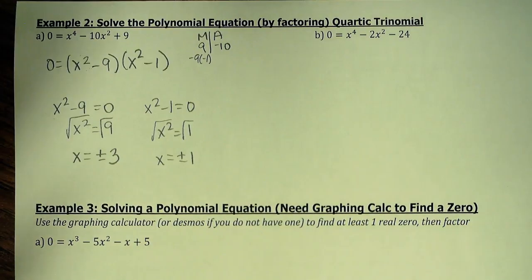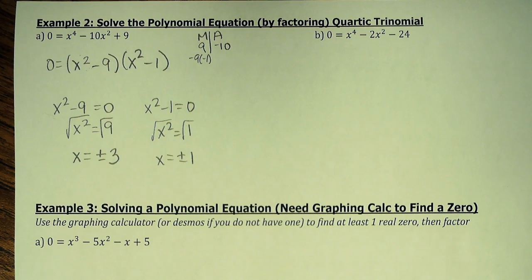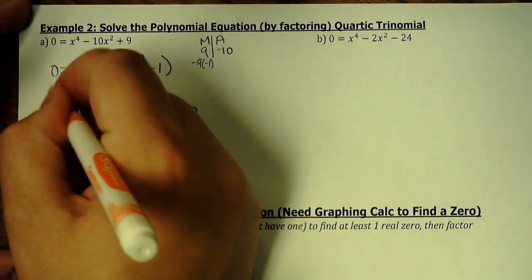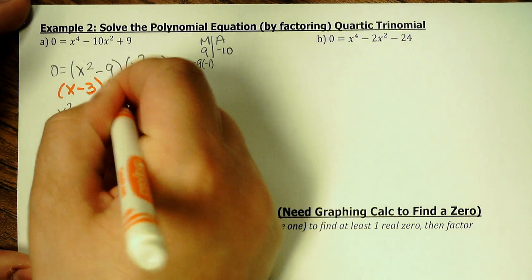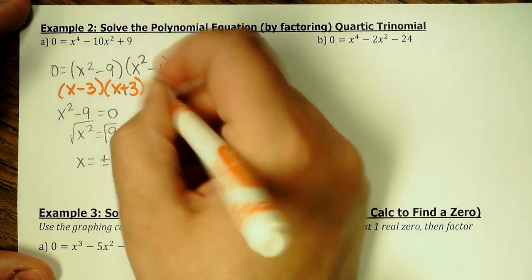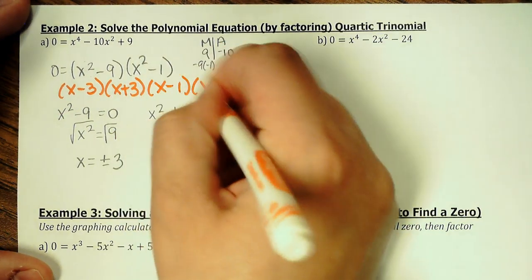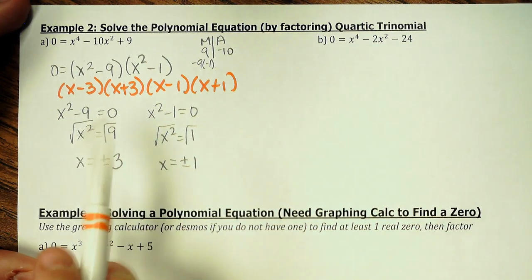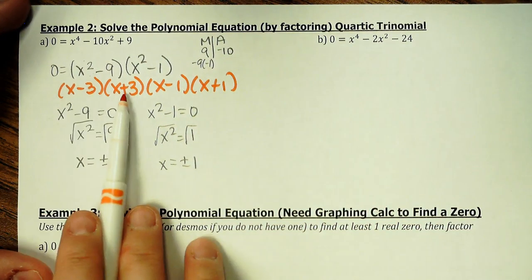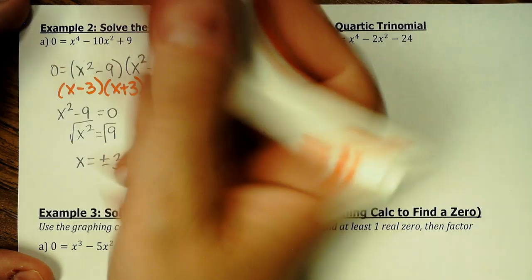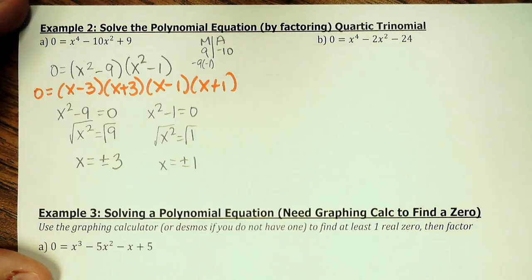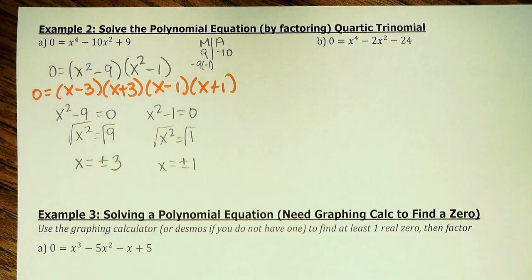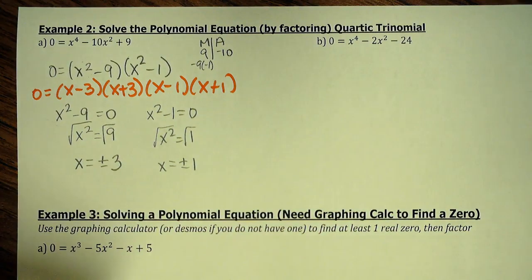The other way you could do this particular problem, if you wanted to factor it further, this does factor, difference of squares: x minus 3, x plus 3. This factors: x minus 1, x plus 1. And then you can just get your answers from the linear factors: 3, negative 3, 1, negative 1. So it's the same thing if you want to factor it further, or if you want to just solve from there, you can go ahead and do that.